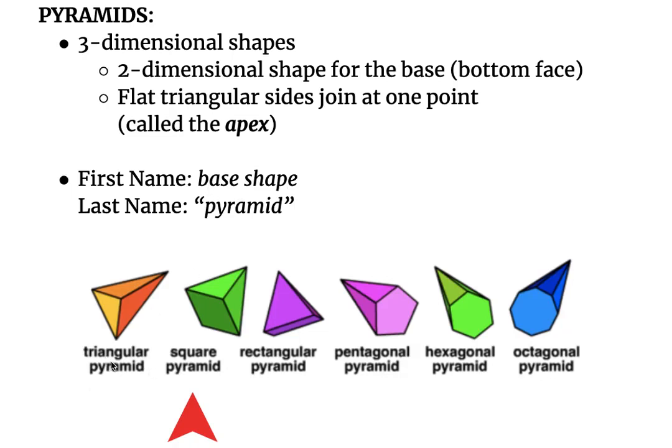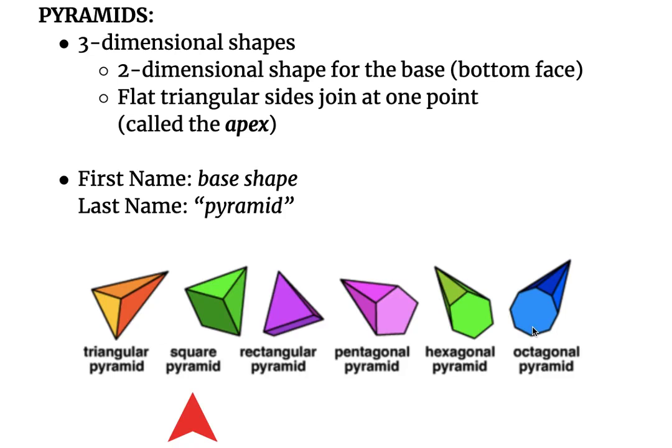So this is triangular pyramid. The base, the bottom, is a triangle. This is square pyramid because the bottom is a square. This is rectangular pyramid because the bottom is a rectangle. Pentagonal pyramid has a pentagon on the bottom. Hexagonal pyramid has a hexagon on the bottom.